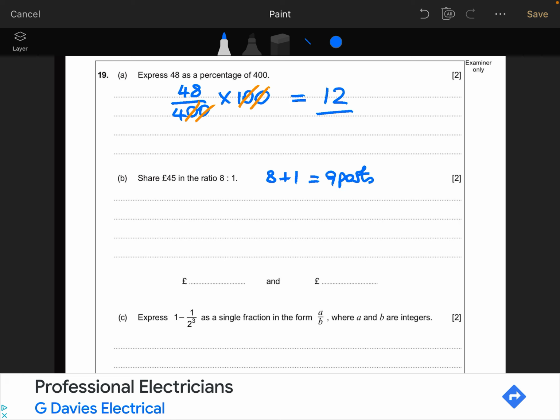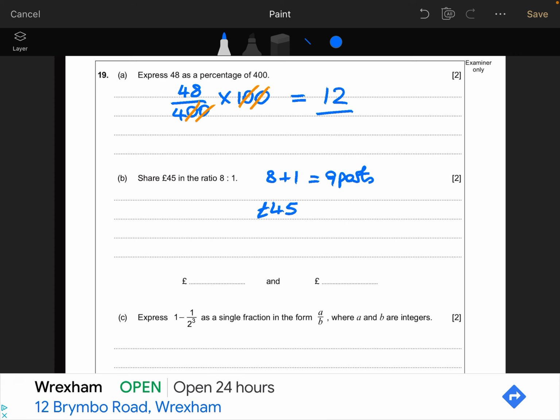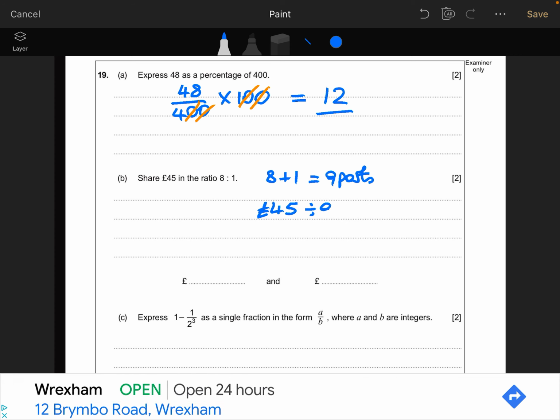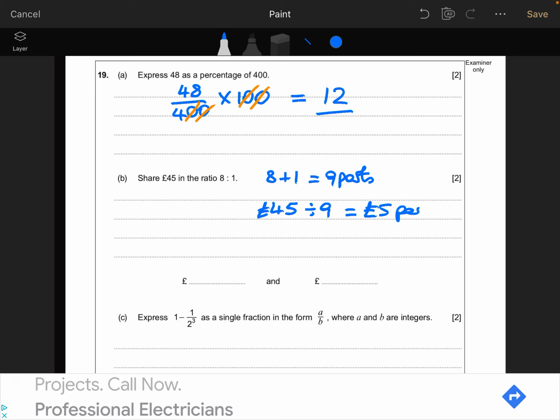So if I'm sharing £45 out in total between those 9 parts, to work out the number per part, it's £45 divided by 9, which is £5 per part.